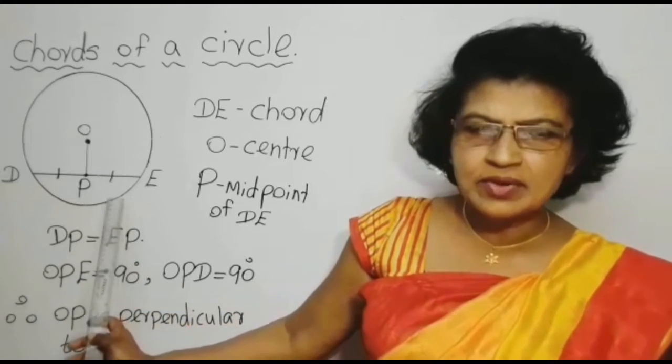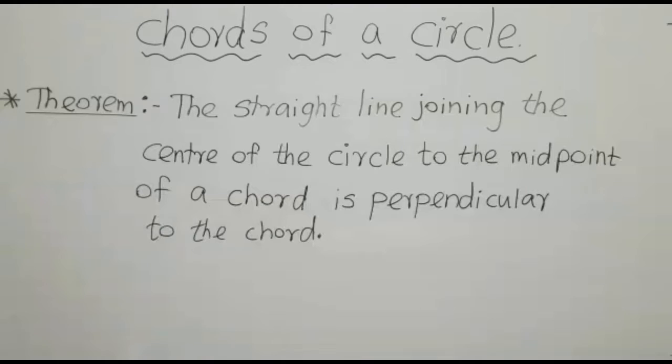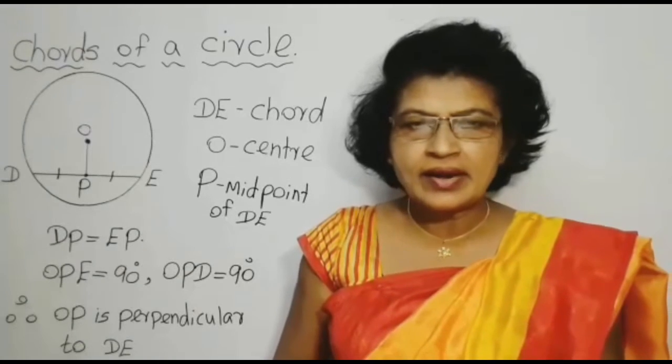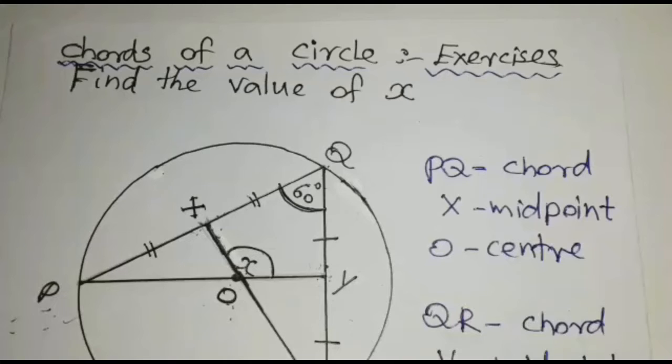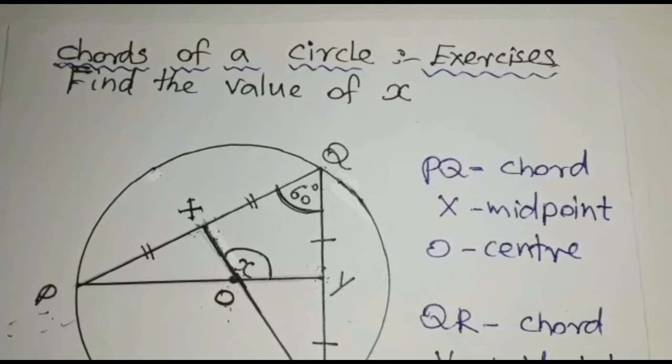This is the theorem of the chord of a circle. The theorem of the chord of a circle is: the straight line joining the center of the circle to the midpoint of a chord is perpendicular to the chord. Now let's do some exercises. Chords of a circle exercises. Find the value of x.